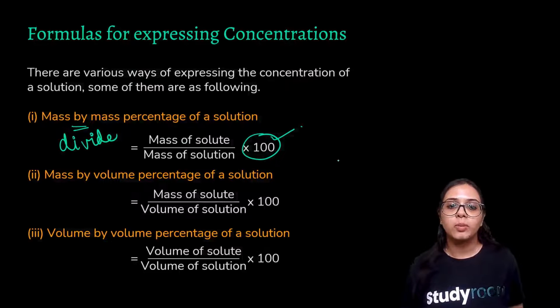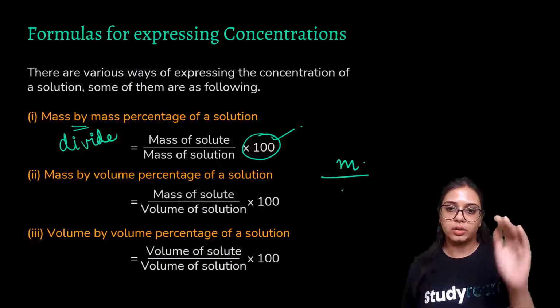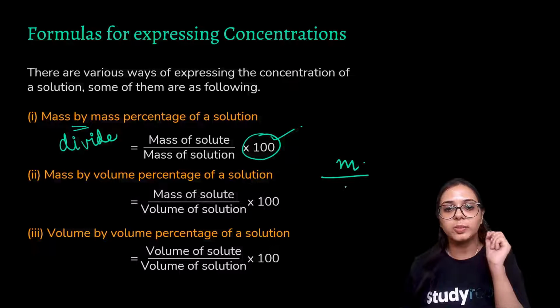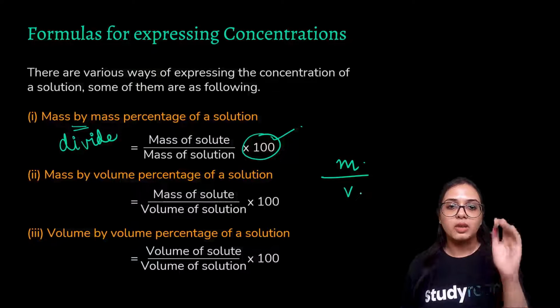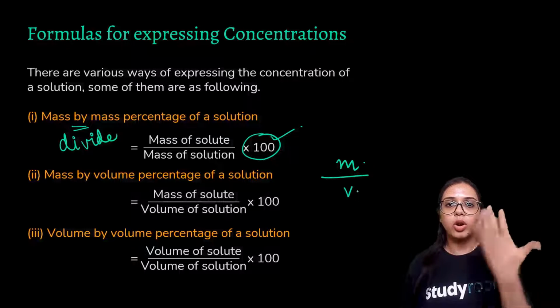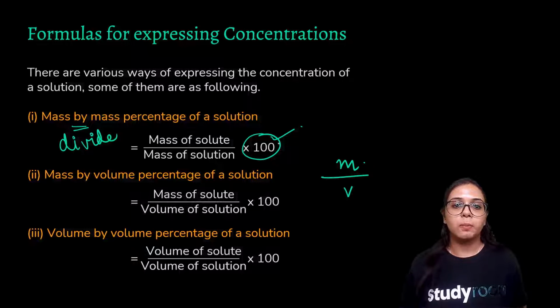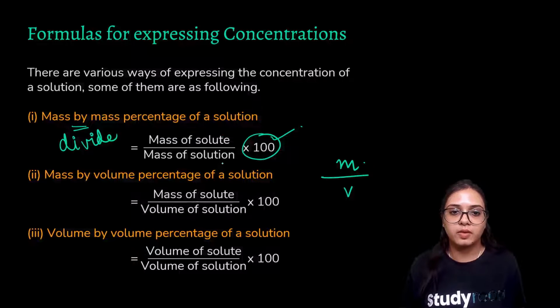The mass or the volume of the solute would always be divided by the mass or the volume of the solution, because obviously you have to check for the concentration, and what will determine the concentration? The solute and the solution, right? So mass by mass percentage is where you are taking mass of the solute divided by mass of the solution, and then multiplying it by 100.